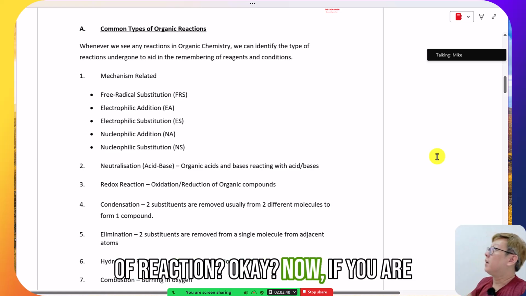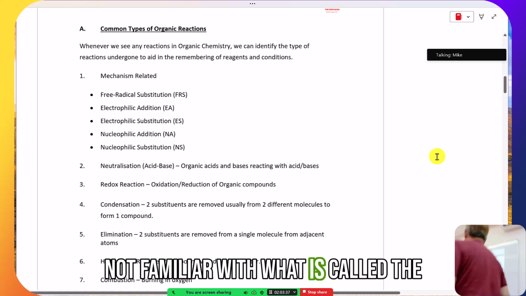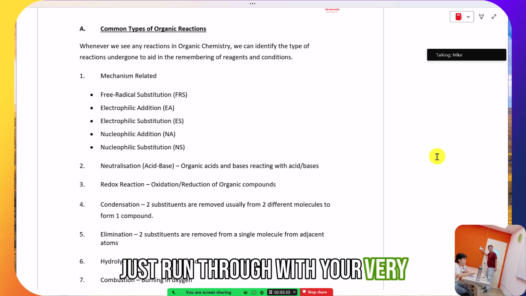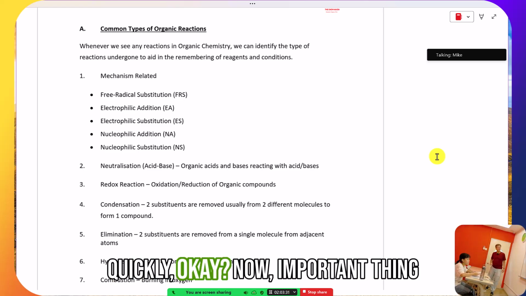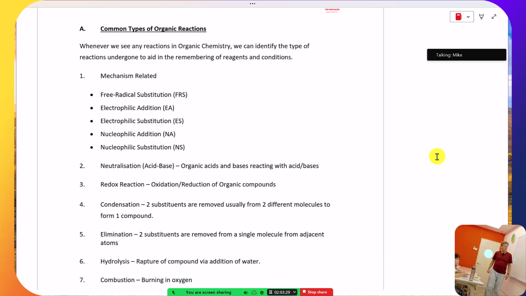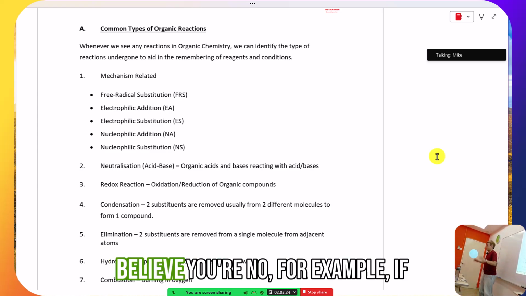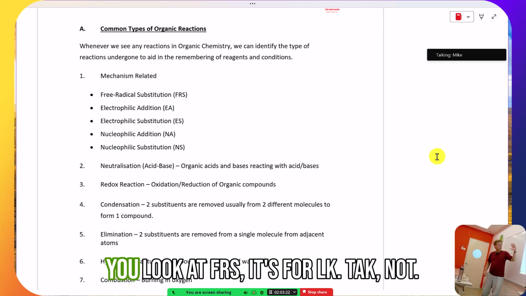If you are not familiar with the common types of reaction, let me run through them with you very quickly. The important thing is this: there are a lot of reactions that are mechanism related, which I believe you all know. For example, FRS is for alkanes, correct or not?